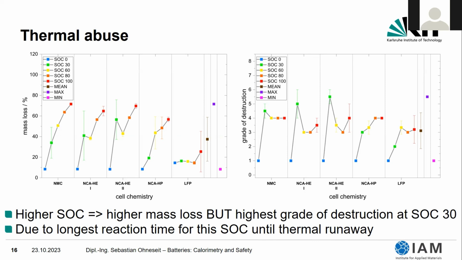A way to explain this is that SOC30 has a later thermal runaway. Therefore, we have a longer exothermal reaction before the actual thermal runaway, which could lead to a higher grade of destruction because of a more powerful explosion inside the battery. But that is interesting. If you try to optimize for thermal propagation, you have to keep in mind that you might not have the least parts of the battery flying around when you have a low state of charge of the battery.